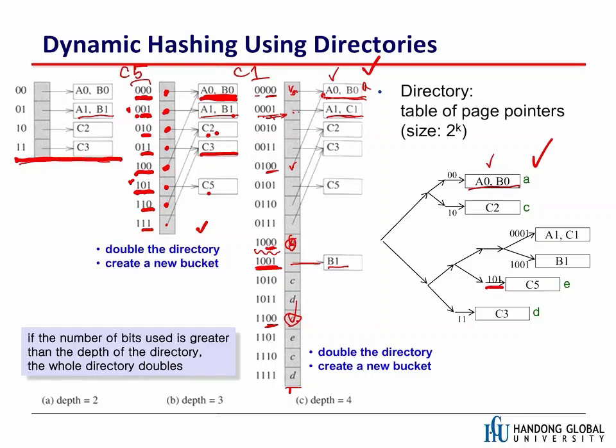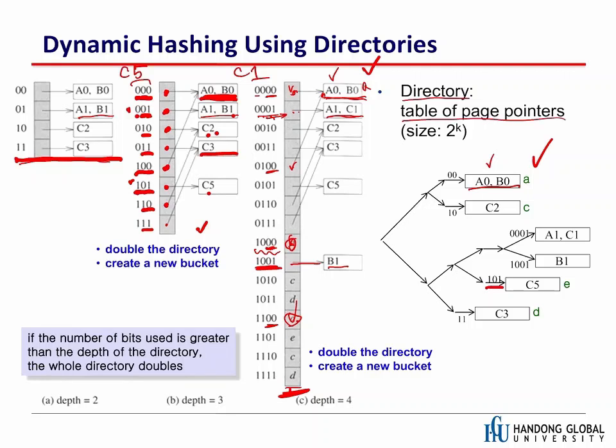Again, in this strategy, whenever we have an overflow, then we need another bucket. So whenever we need another bucket, we double the directory. We might waste some memory space for the directory, but compared to the bucket, the directory is cheap. Compared to the bucket, that's not that much. That's dynamic hashing using directories.